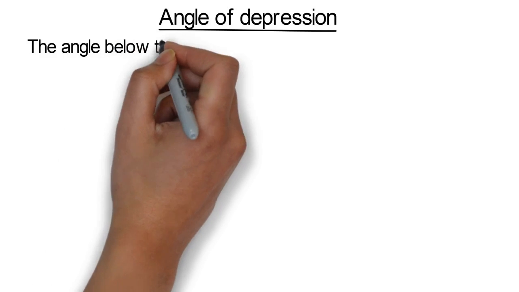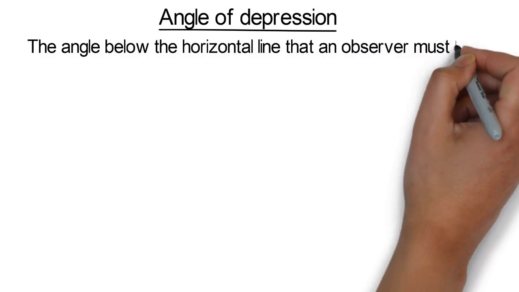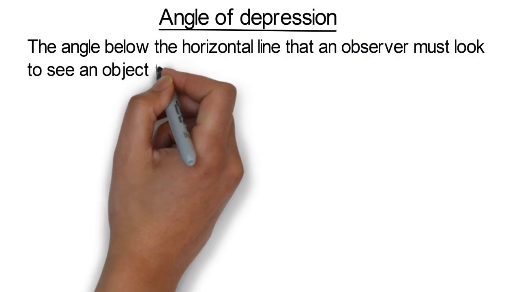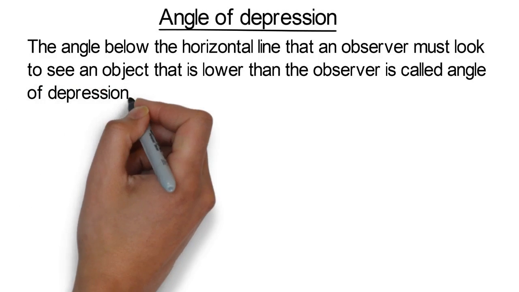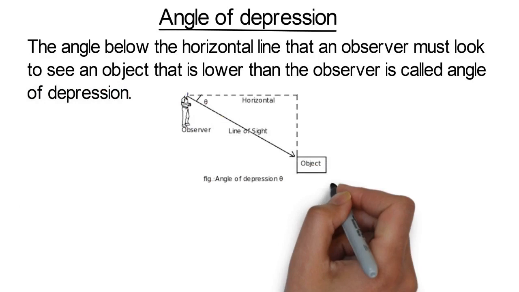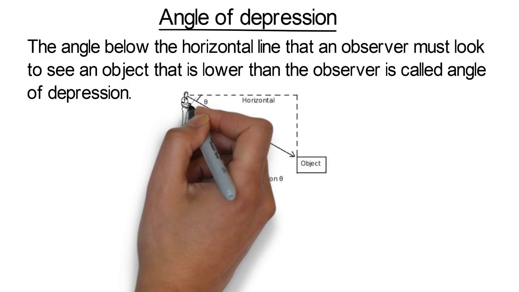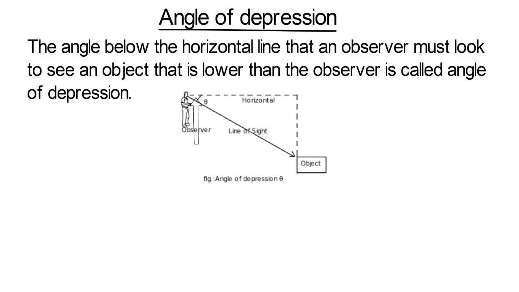For angle of depression, the angle below the horizontal line that an observer must look to see an object that is lower than the observer is called angle of depression. Let's see the diagram also. Can you see that the observer is high up, looking at the object below? Can you see the horizontal? Can you see the line of sight? Can you see that the line of sight is below the horizontal?